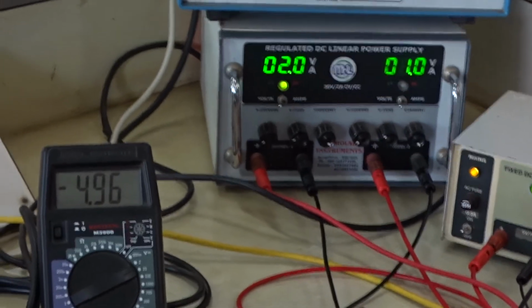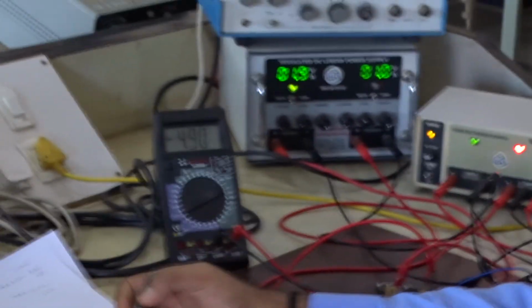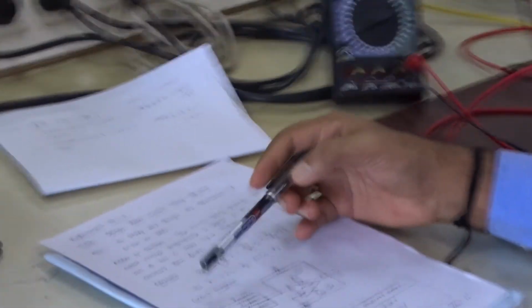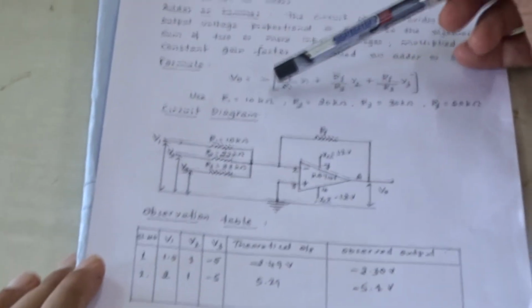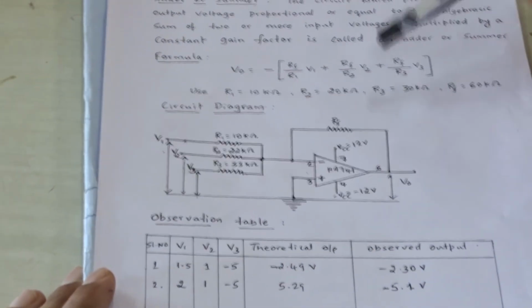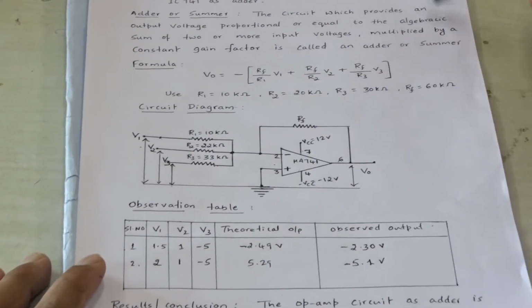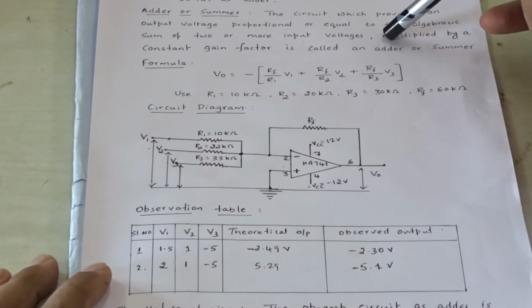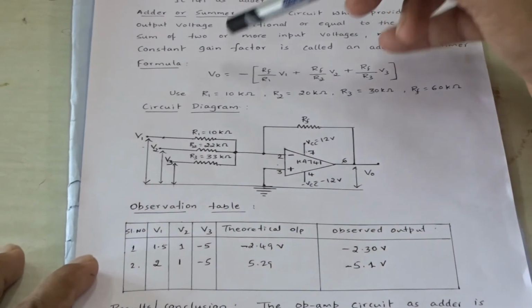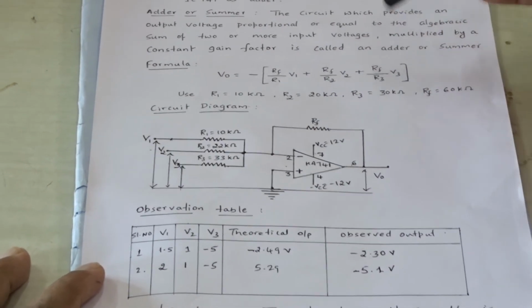So this is about the adder circuit. Similarly, instead of connecting V1, V2 and V3, I can use only the two voltages V1 and V2. Then the output voltage will be minus of Rf by R1 into V1 plus Rf by R2 into V2. It provides an output voltage which is proportional or equal to the sum of the input voltages multiplied by a constant gain factor, and that type of circuit we call an adder circuit.